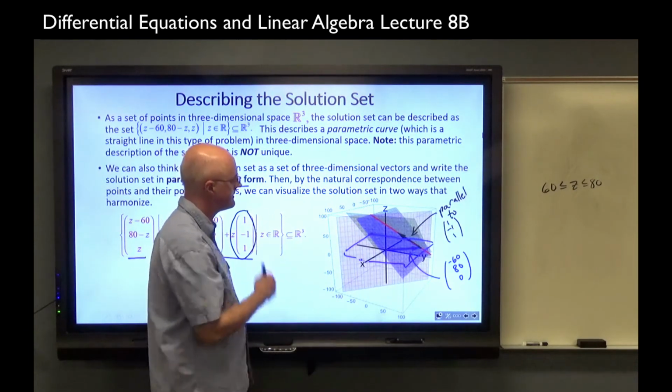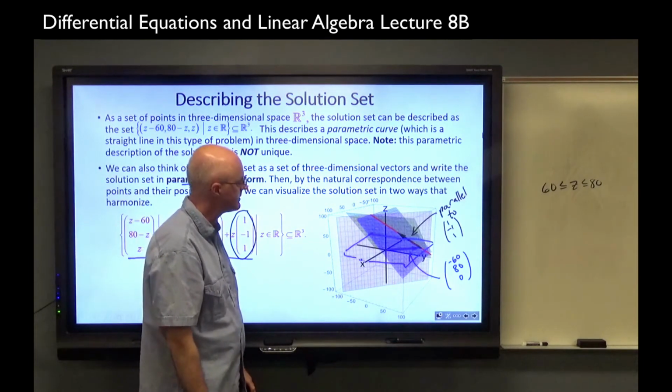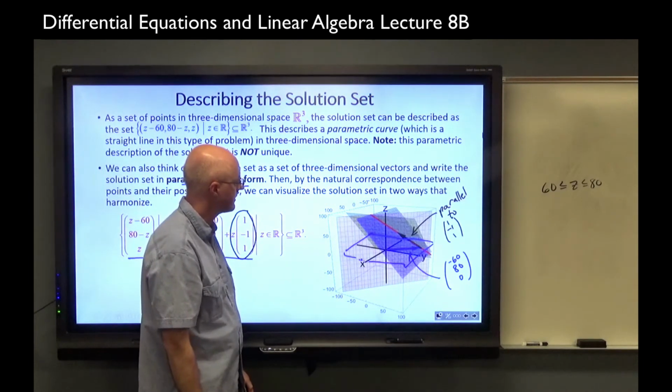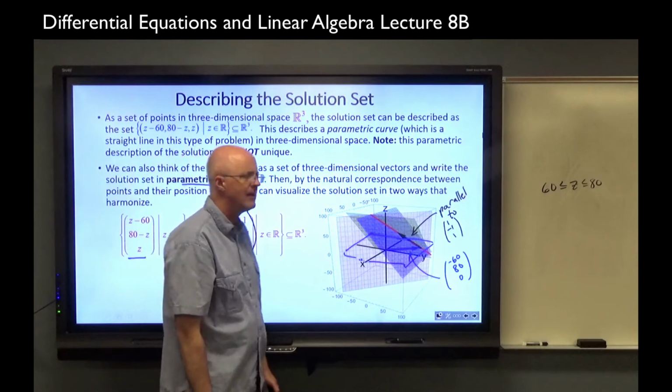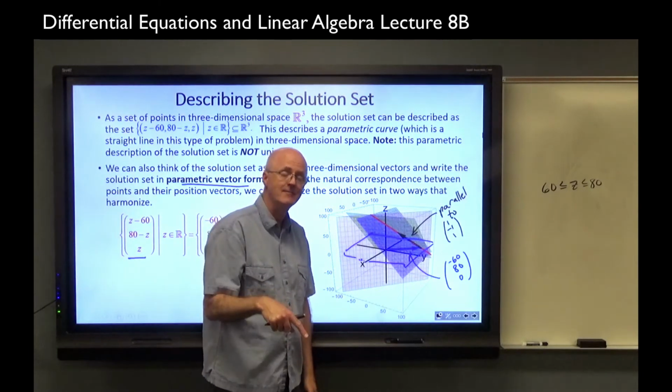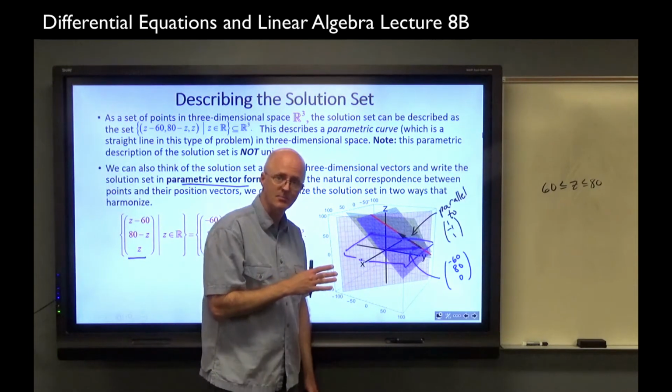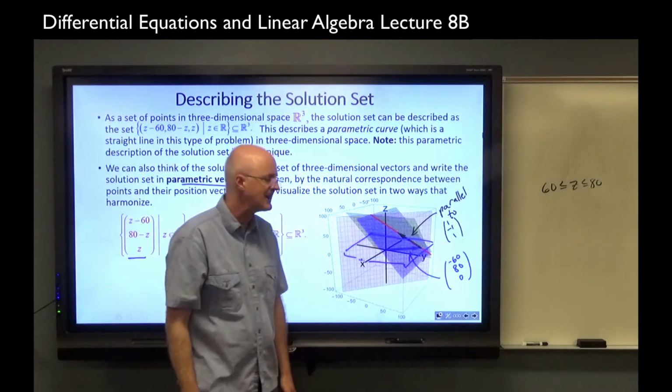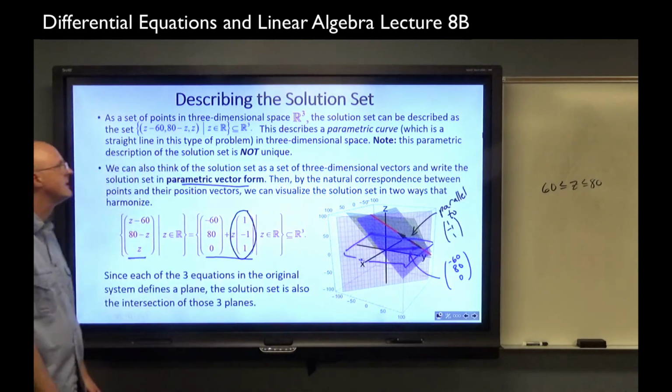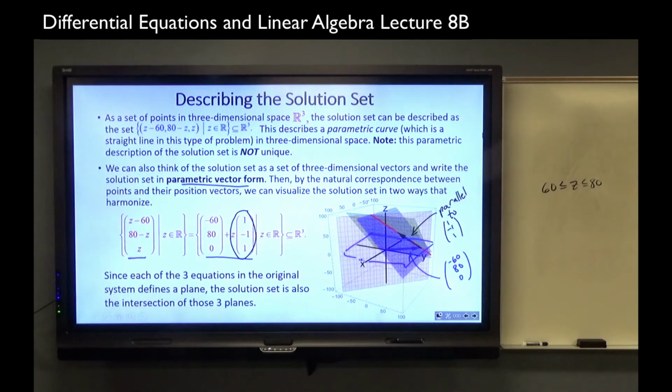I'll let you think about it to see if those seem reasonable as graphs of the original system of equations. By the way, in lecture 9b, we're going to talk about how to graph planes as well. I'm going to talk about something called the cross product. Each of the three equations in the original system defines a plane. We'll talk about why in lecture 9b. The solution set is the intersection of those three planes like you see.